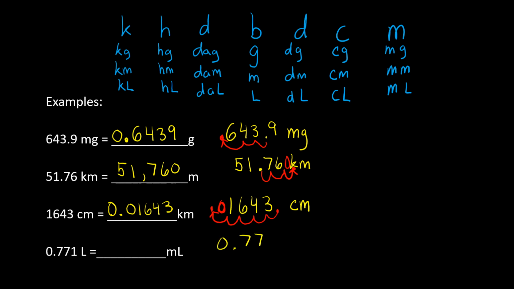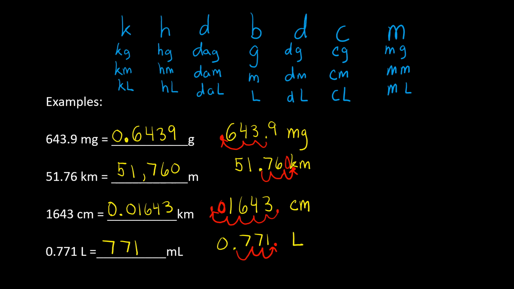And the final example, 0.771 liters to milliliters. And again, just looking up at the table, the liters is the base here. So we're going to move the decimal point 1, 2, 3 spots to the right. So then our answer for that one is 0.771 liters is equal to 771 milliliters. And then those are the examples.